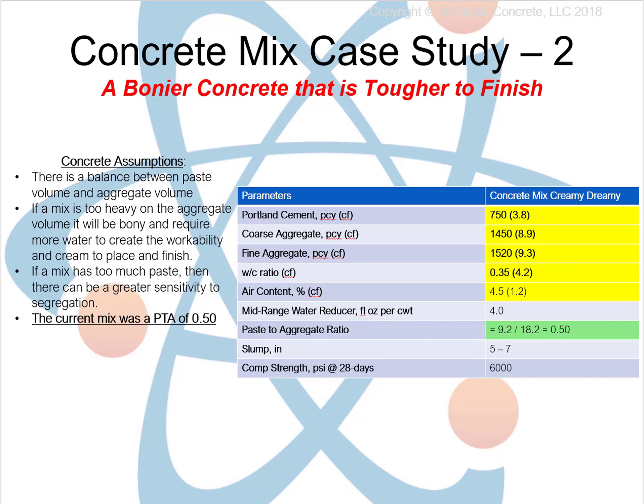And what does that say? It tells me, and again, this is a prediction, this is a model, if you will, but it does tell me that there is a nice balance between my paste volume and my aggregate volume. Now, if a mix is too heavy on aggregate, if it doesn't have enough paste, it will be bony. It won't look like this creamy and dreamy mix that we ordered.